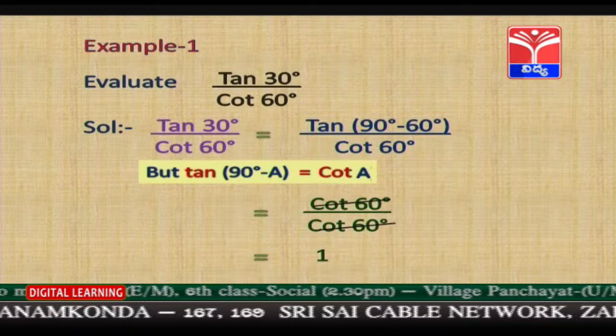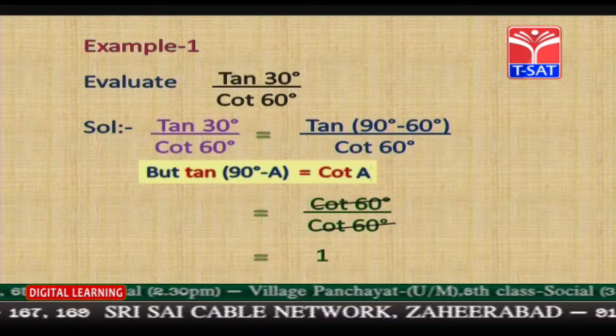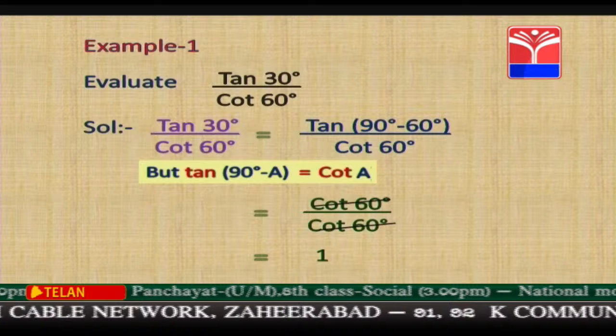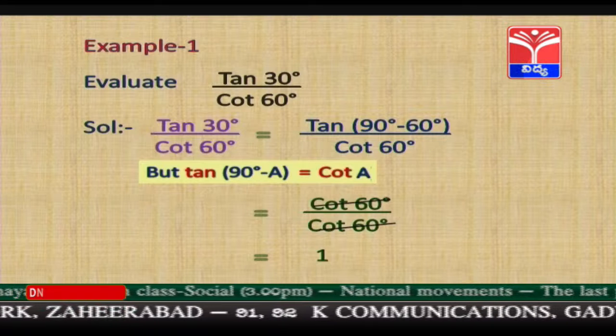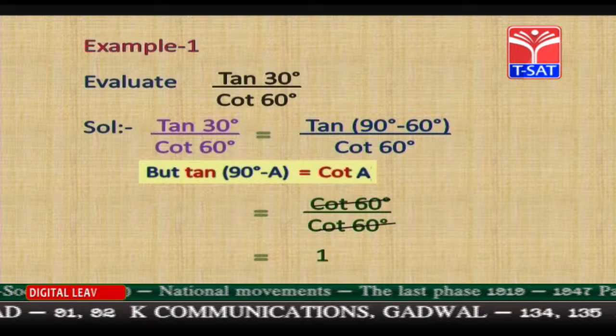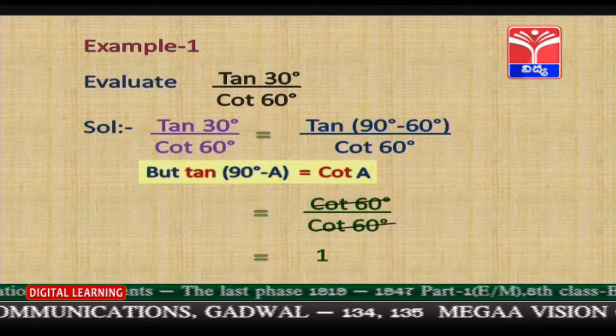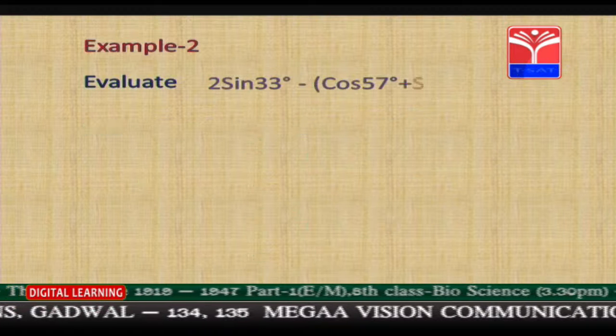Please see. So, here 30 can be written as the complement of 60, that means 90 minus 60. Thus, we can convert tan 30 degrees into cot. We are able to cancel each other and the final answer is 1. Now, we will have one more example.